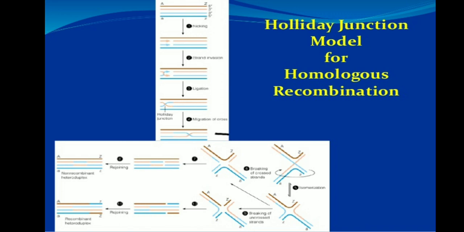Then we'll see the Holliday junction model for homologous recombination. This is another very important topic for the exam also. The Holliday junction model for homologous recombination can repair DNA damage. In bacteria, homologous genetic recombination is basically a DNA repair process, referred to as recombination repair. This is activated when a replicating machinery encounters damage in the template.